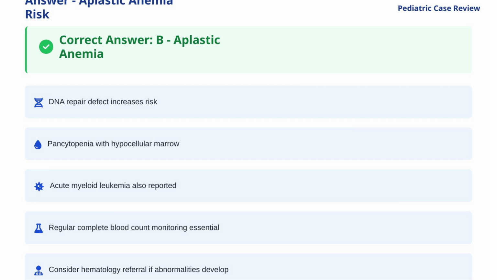Seckel syndrome patients have increased risk of aplastic anemia due to underlying DNA repair defects affecting bone marrow function. Pancytopenia develops with hypocellular bone marrow. Additionally, acute myeloid leukemia has been reported. Regular complete blood count monitoring is essential. Any persistent cytopenias warrant hematology referral for bone marrow evaluation and appropriate management.